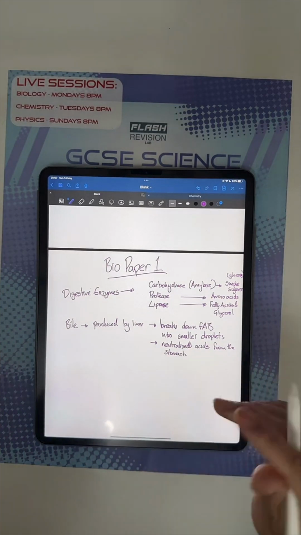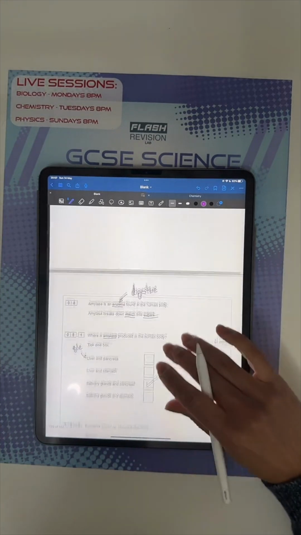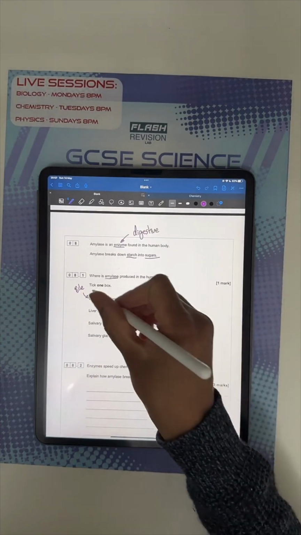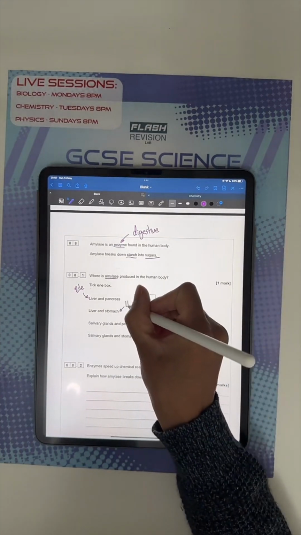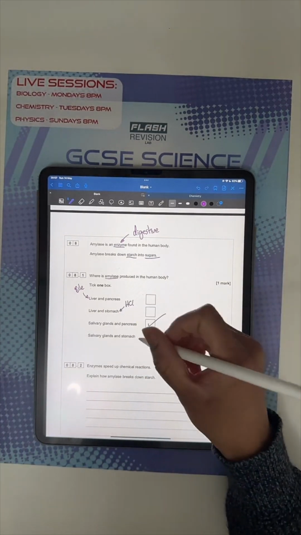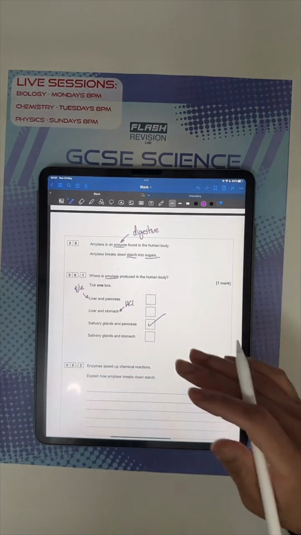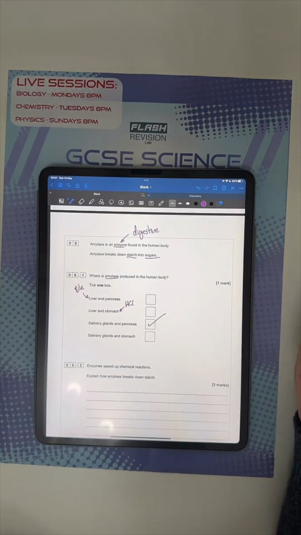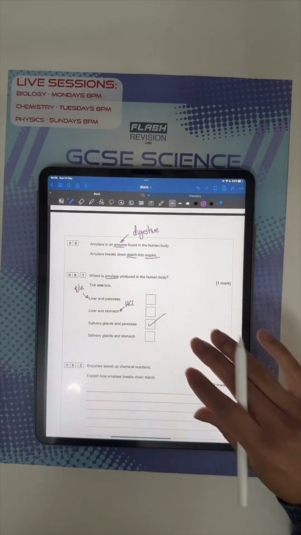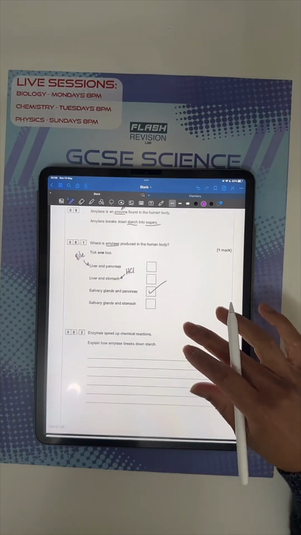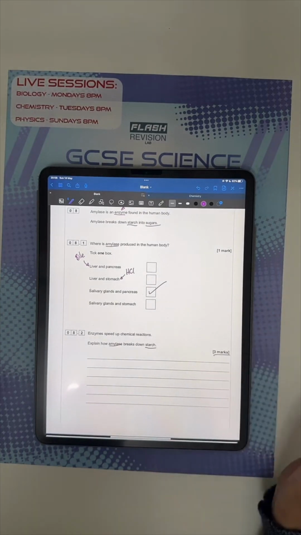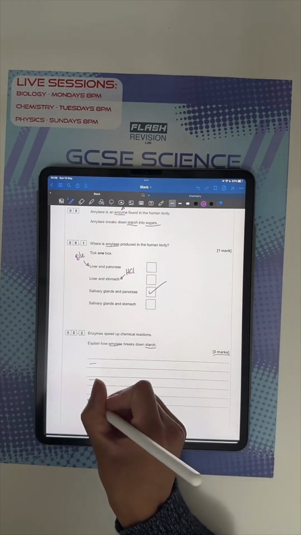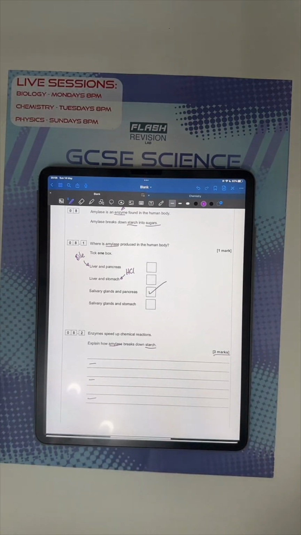Okay. So it's not liver, it's not stomach. Stomach doesn't produce amylase, that produces hydrochloric acid. Salivary glands produce saliva, that's got amylase in it. And pancreas is another thing, it produces all three types of enzymes. Okay, next one. Enzymes speed up chemical reactions. Explain how amylase breaks down starch for 3 marks, meaning we need 1, 2, 3 points. What do you guys think?